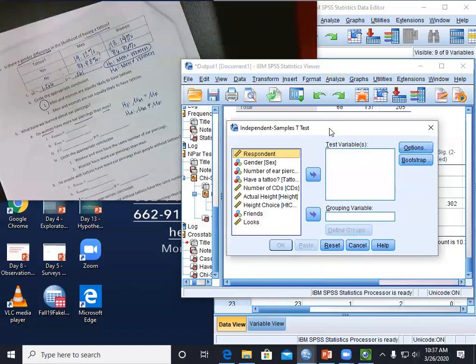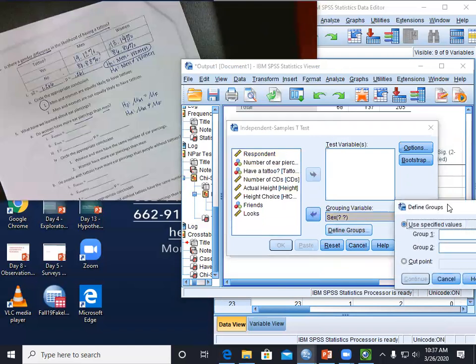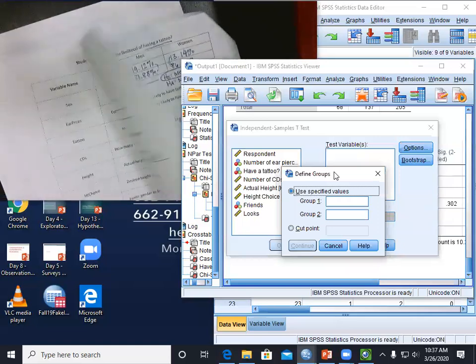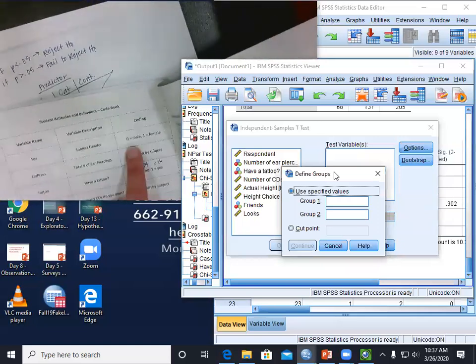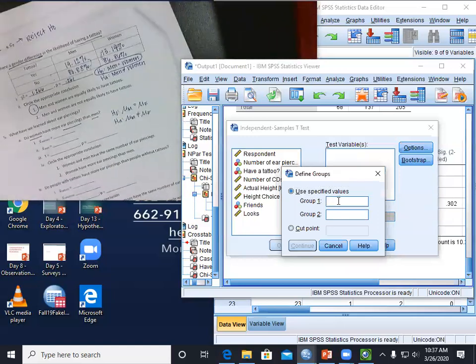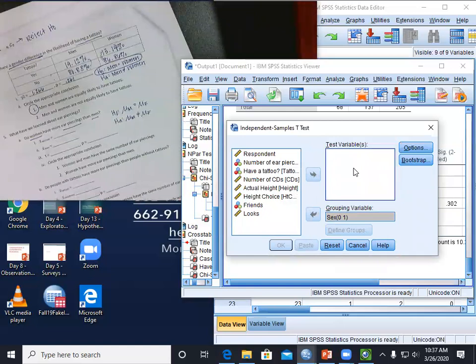In the independent samples t-test menu, we have to specify the variable whose means we're comparing and the variable that we're using to divide people into groups. The variable that we're using to divide people into groups is gender. We have to tell SPSS how gender was coded, and our code book, on the first page of this worksheet, tells us that gender is coded 0 for male and 1 for female. So we're going to compare the males and the females and press continue. The thing we're interested in, whose means we're comparing, is how many ear piercings they have.